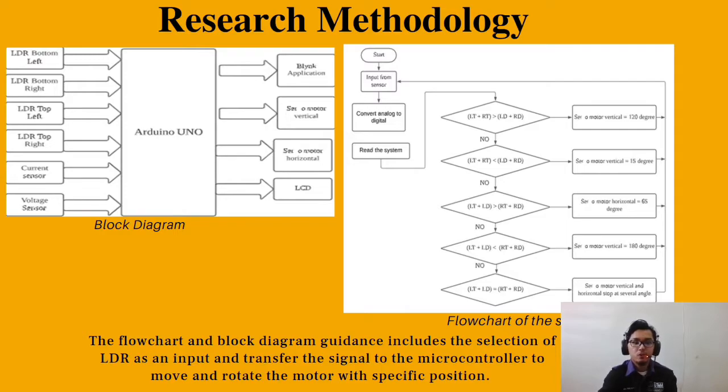So this is the block diagram for the project. I'm using 4 LDR sensors and the outputs, which are the Blynk application, servo motors for vertical and horizontal, and LCD. And this is the flowchart of the system. The flowchart and block diagram guidance includes the selection of LDR as an input and transfers the signal to the microcontroller to move and rotate the motor to a specific position.